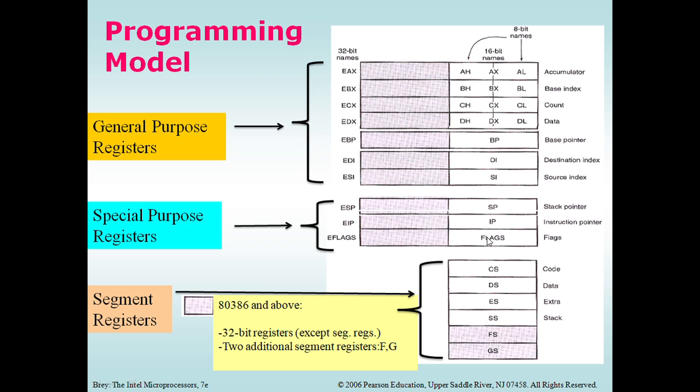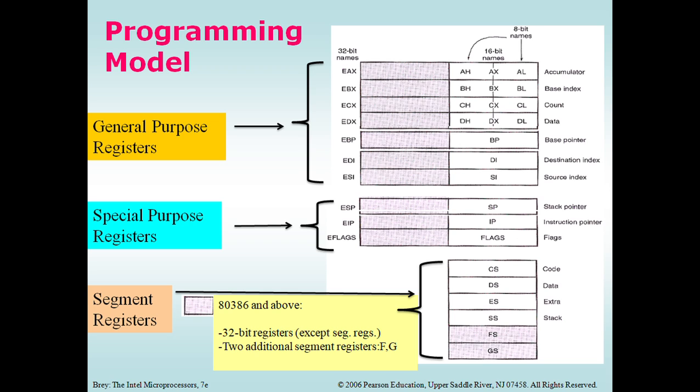And there is a flags register. The extended version is called EFLAGS. The flags register stores different conditions. For example, the overflow flag, the carry, the auxiliary carry, the parity, and so on and so forth. So these bits represent the current state of the microprocessor.